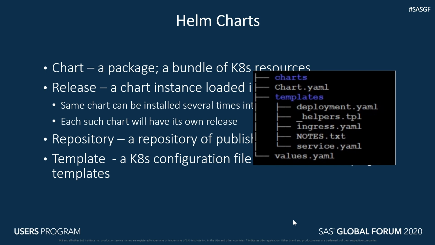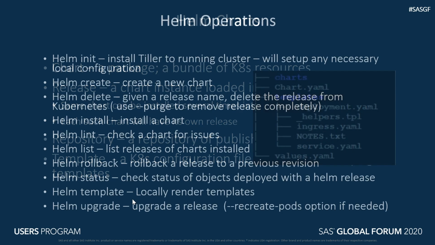So a chart is a package, a bundle of Kubernetes resources. A release is a chart instance loaded into Helm. The same chart can be installed several times, and each installation will have its own release. A repository is a repository of published charts. A template is simply a Kubernetes configuration file set up as a template.